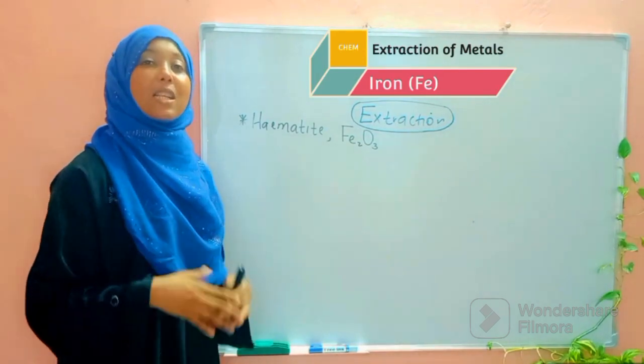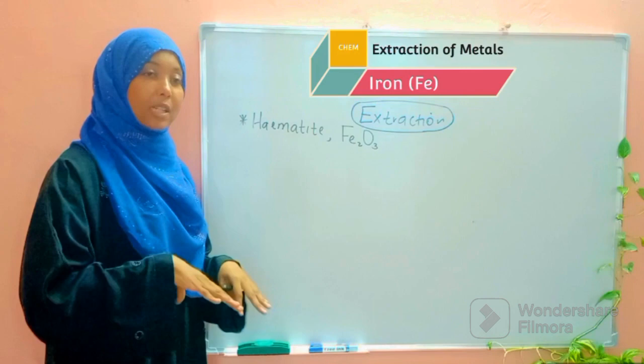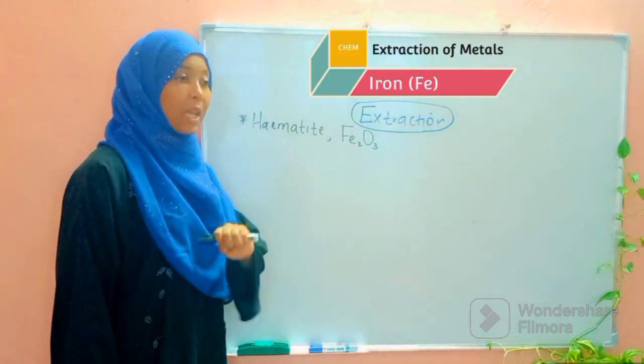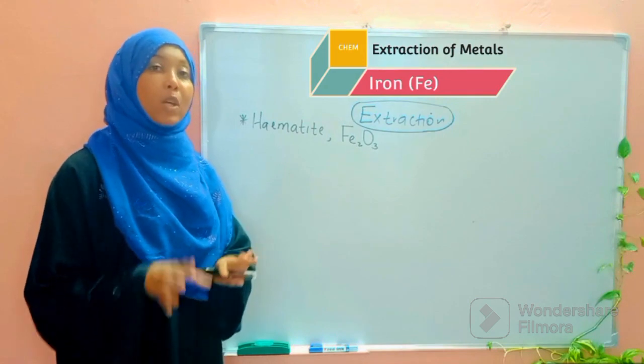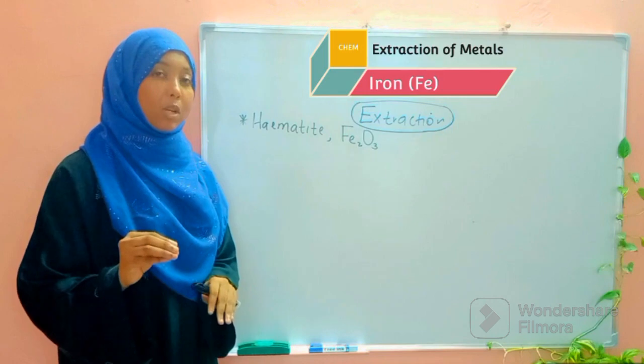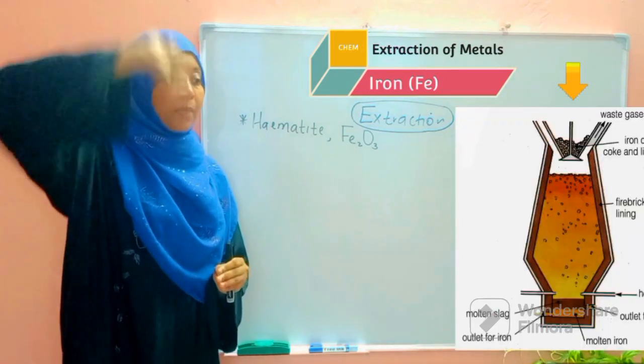Okay, now let us discuss the extraction process. So let us assume that whatever ore we have right now for this process is hematite, which is iron 3 oxide. Now, hematite is combined with coke, which is simply carbon, and limestone, which is calcium carbonate. This mixture is then fed into the furnace from the top.